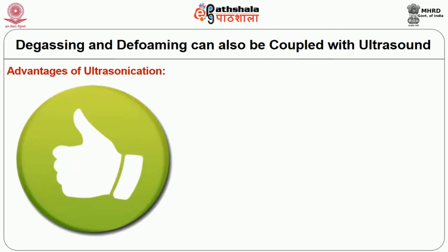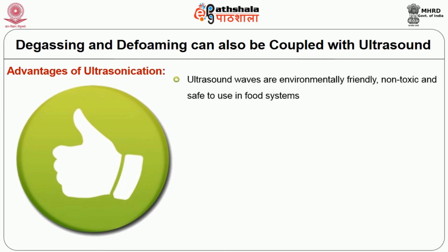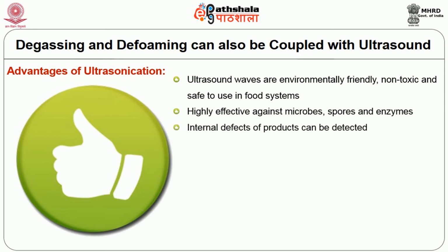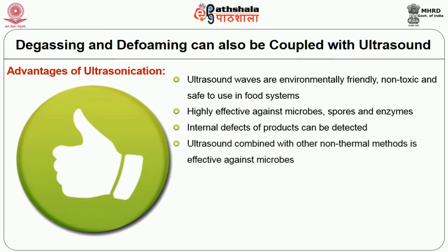About the advantages of ultrasonication, ultrasonication offers numerous advantages in the food industries, some of which are: ultrasound waves are environmental friendly, non-toxic and safe to use in food systems. It is highly effective against microbes, spores and enzymes. Internal defects of products can also be detected using ultrasound. Ultrasound combined with other non-thermal method is effective against microbes.